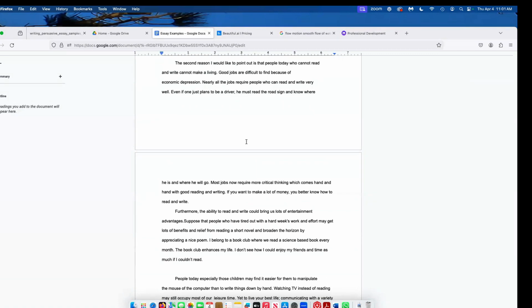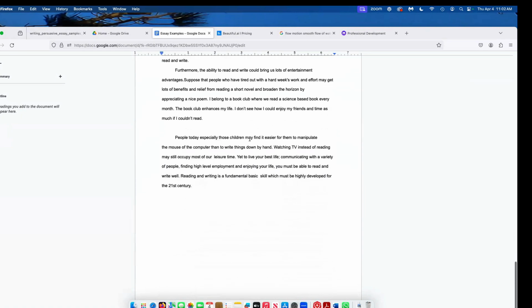Even if one just plans to be a driver, he must read the road signs and know where he is and where he will go. Most jobs now require more critical thinking, which comes hand in hand with good reading and writing. If you want to make a lot of money, you better know how to read and write.